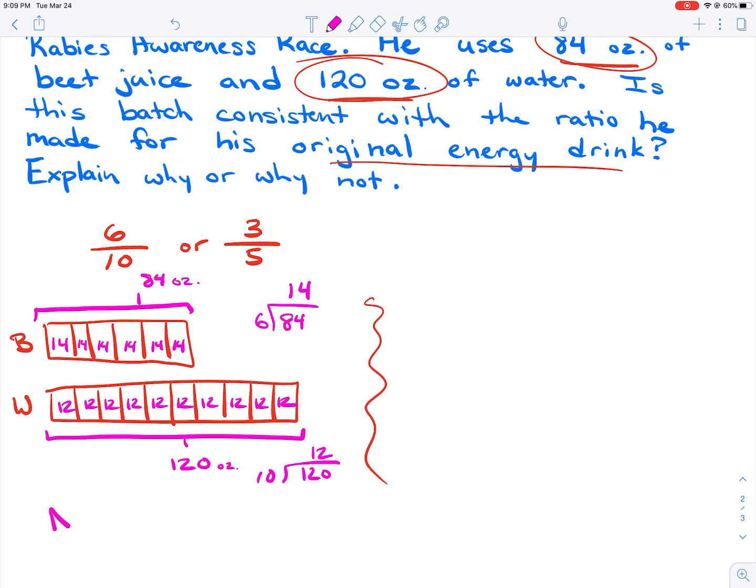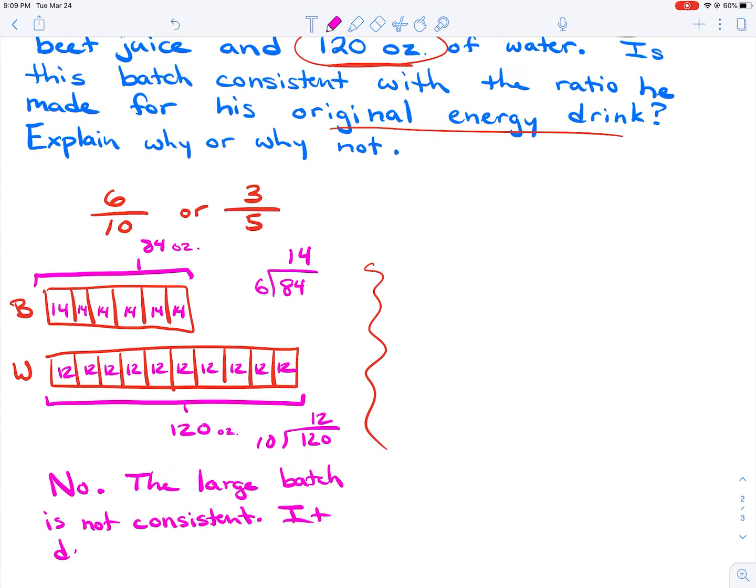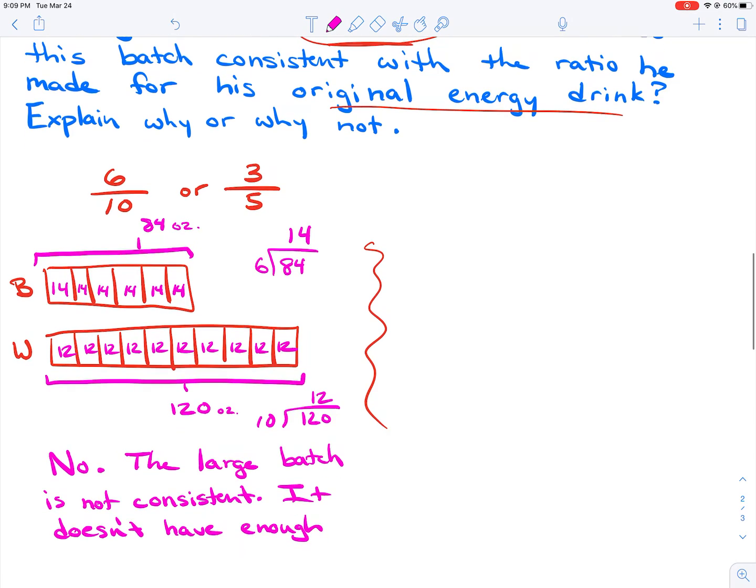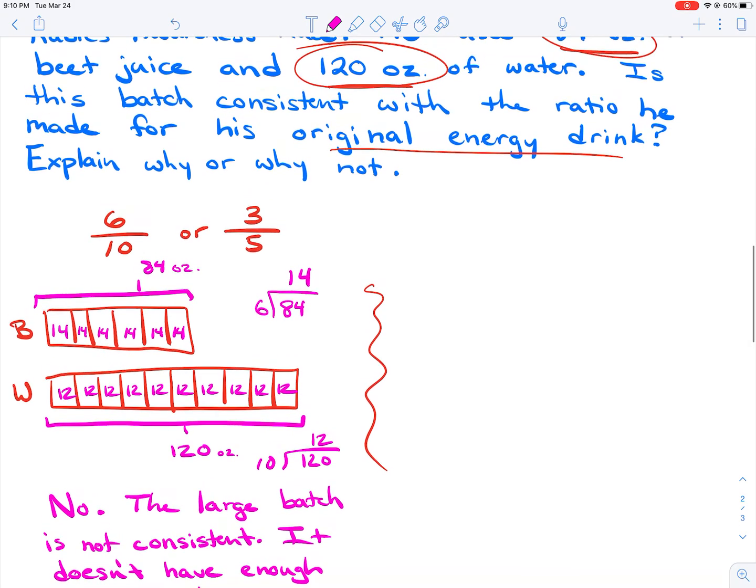So the answer to this is no. The large batch is not consistent. It doesn't have enough water in it. I guess that batch would be a very beet flavored energy drink.